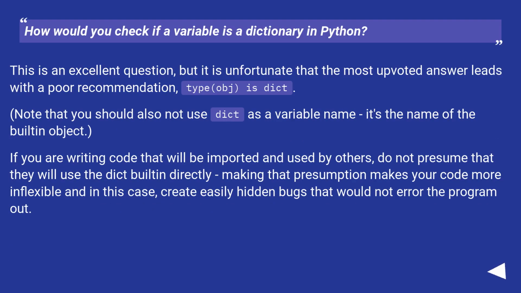How would you check if a variable is a dictionary in Python? This is an excellent question, but it is unfortunate that the most upvoted answer leads with a poor recommendation, type(obj) is dict. Note that you should also not use dict as a variable name, it's the name of the built-in object. If you are writing code that will be imported and used by others, do not presume that they will use the dict built-in directly. Making that presumption makes your code more inflexible and in this case, creates easily hidden bugs that would not error the program out.